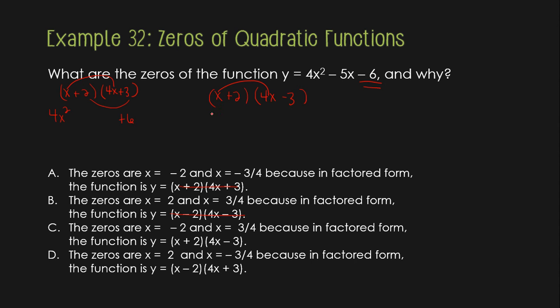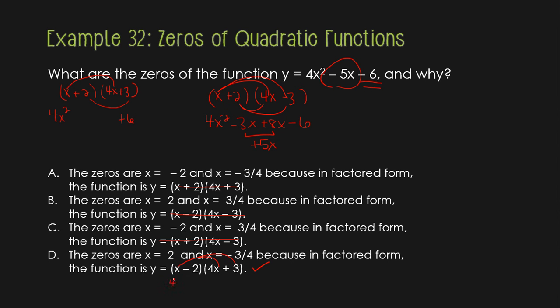So if I keep going, my firsts give 4x squared, and then my outers, x times negative 3 is negative 3x, and then 2 times 4x is going to give me 8x, and then 2 times negative 3 gives me negative 6. When I add my like terms here, I end up with positive 5x, but I need it to be a negative 5x, so that's not going to work either, which means that choice D should be the correct choice. And I can just double check that by distributing.